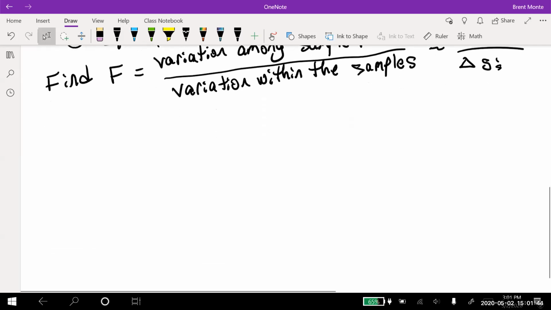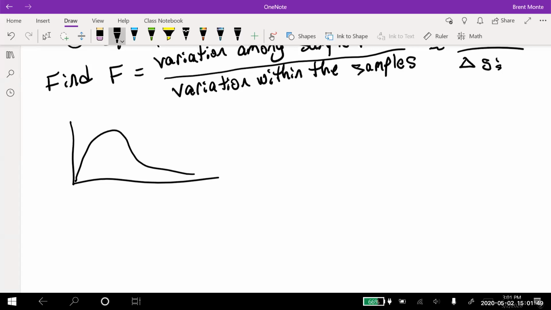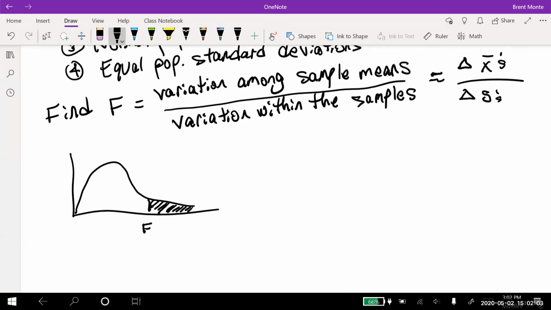And then calculation-wise, here's what's going to happen. We've got this F curve. Remember, it's a right-skewed curve like this. We're going to find that F value, and from that F value, we look to see what the area is beyond that, because remember, the numerator of the F is the variation among the samples. If that's 0, if all the sample means are the same, then we're going to have 0 way over here to the left. It's going to be a very small F value, and there's going to be a lot of area to the right. Well, that area to the right is my p-value.